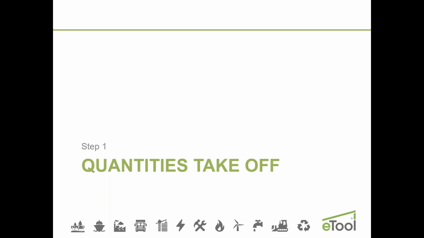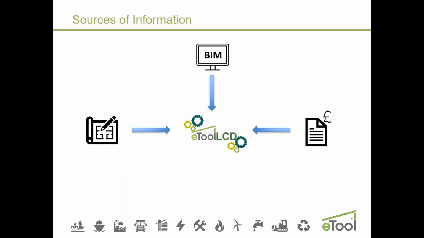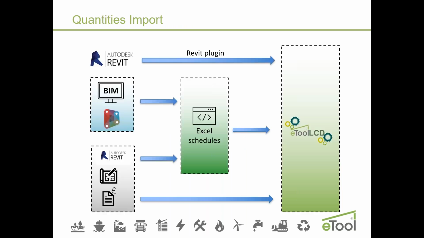Step one for BIAMATO 1 is, like for any other LCA methodology, the quantities takeoff. A source of information is pretty much any kind of design documentation. So you can use your BIM model, you can use the drawings, you can use the cost plan to get all the quantities information and feed all these quantities into the software.